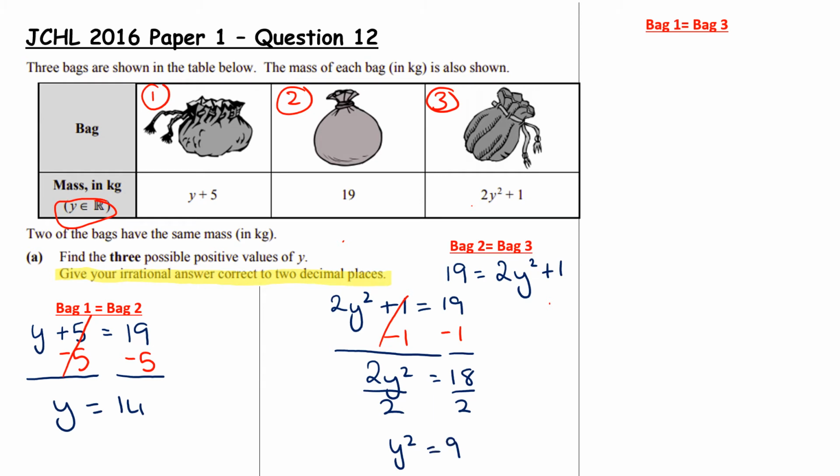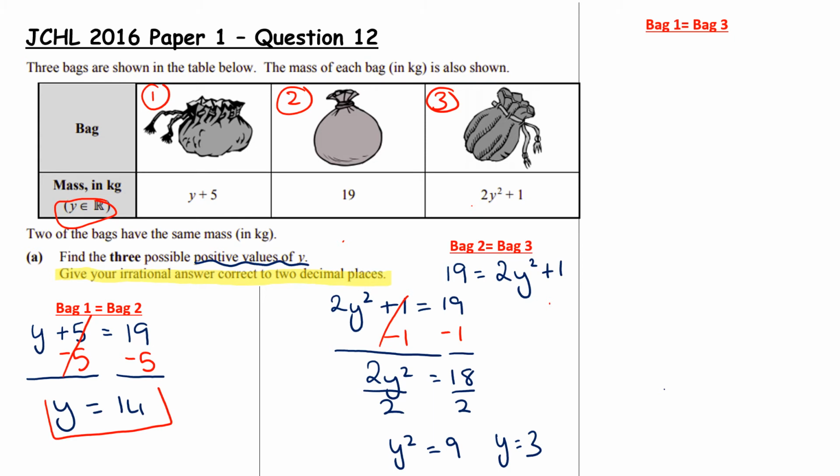Now, there are actually 2 possible values for y. So y could be 3 or it could be negative 3. So really there's 2 answers. However, because this is about weight and they've told us positive values for y, we only have to worry about the positive answer, which is y equals 3.